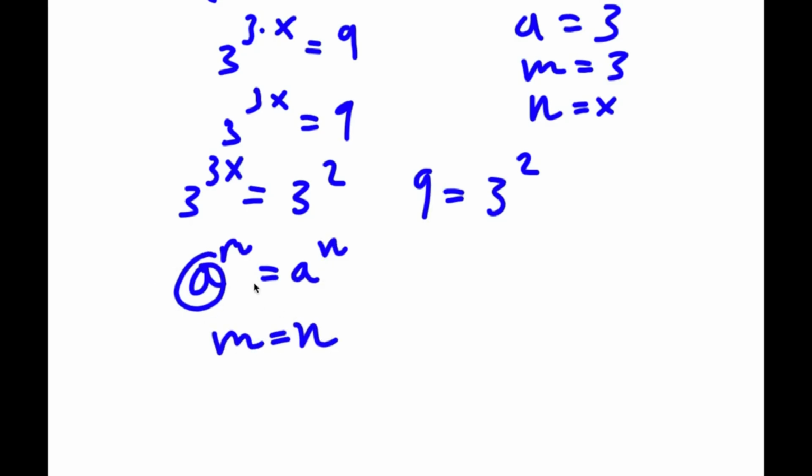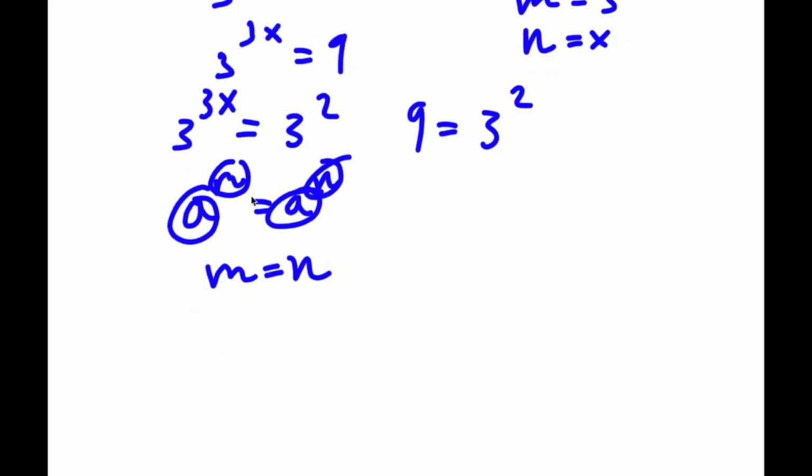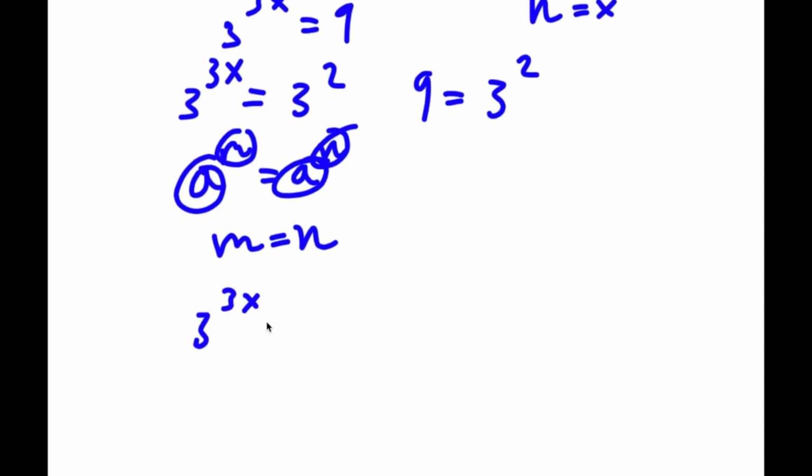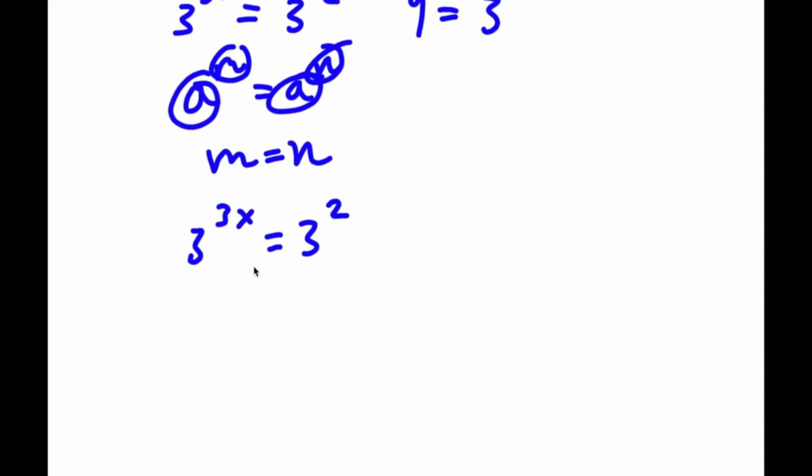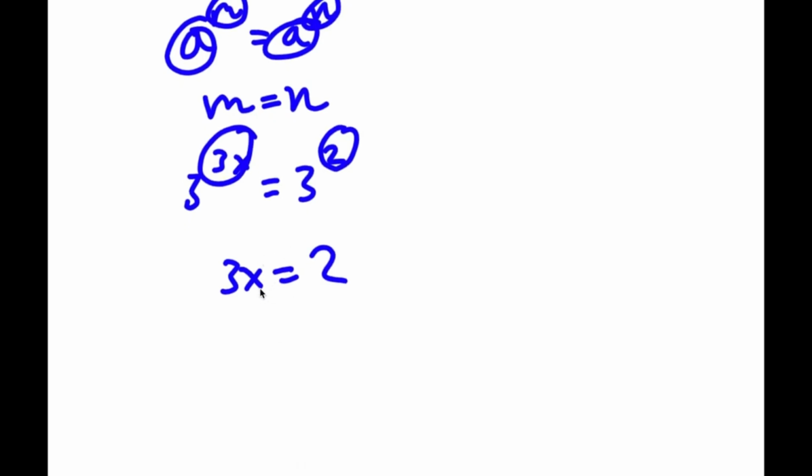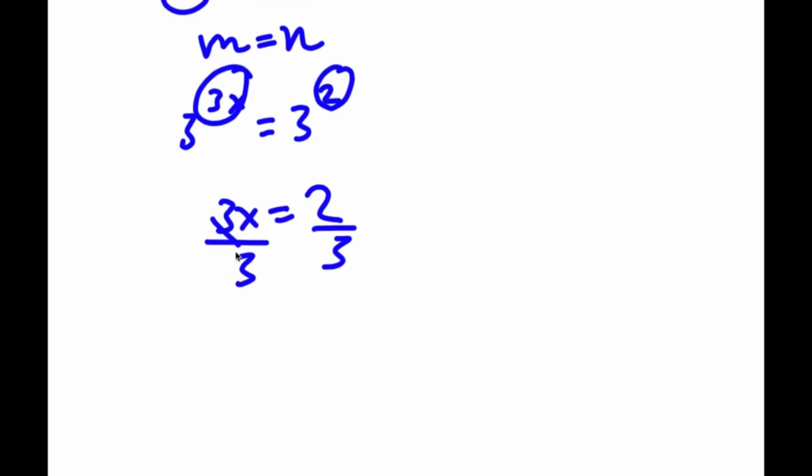Because if the base is the same, then the exponents are the same as well. So now for 3 to the power of 3x is equal to 3 to the power of 2, this means that the exponents, 3x and 2, are the same. So now we have a simple equation, 3x is equal to 2. If I divide both sides by 3, these two cancel out, and I get x is equal to 2 over 3.